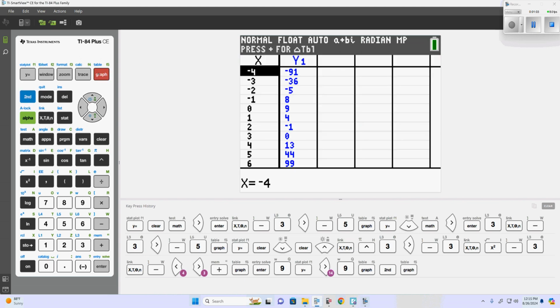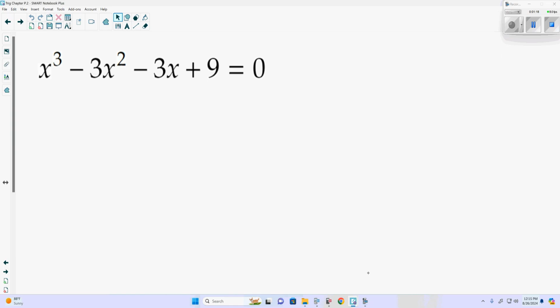If we go second graph, this here, it does show us one of the solutions. It's telling us that x is 3, but we do need to find the other two because there are 3 solutions for this here. Since the x to the third, our degree is 3, there will be 3 solutions. And we were able to find one of them by graphing.